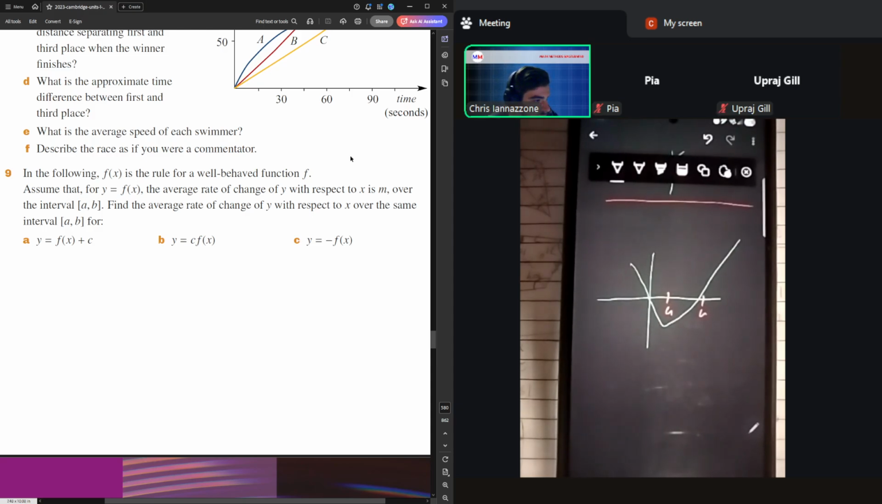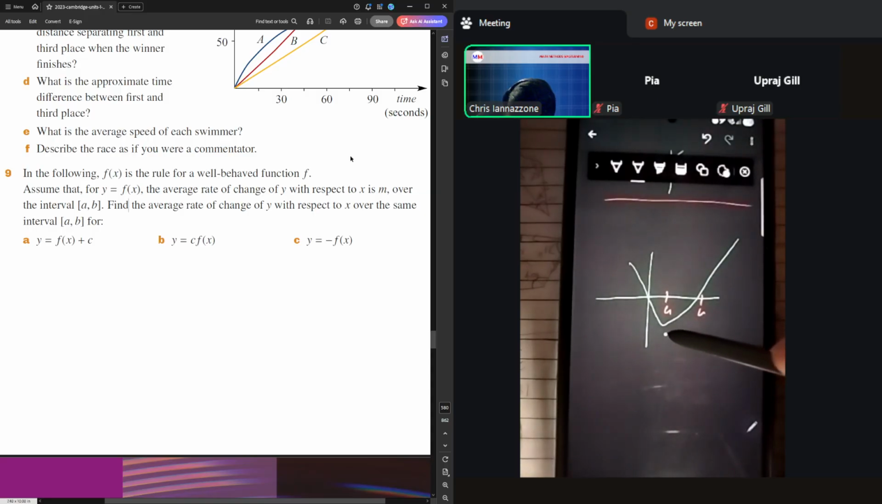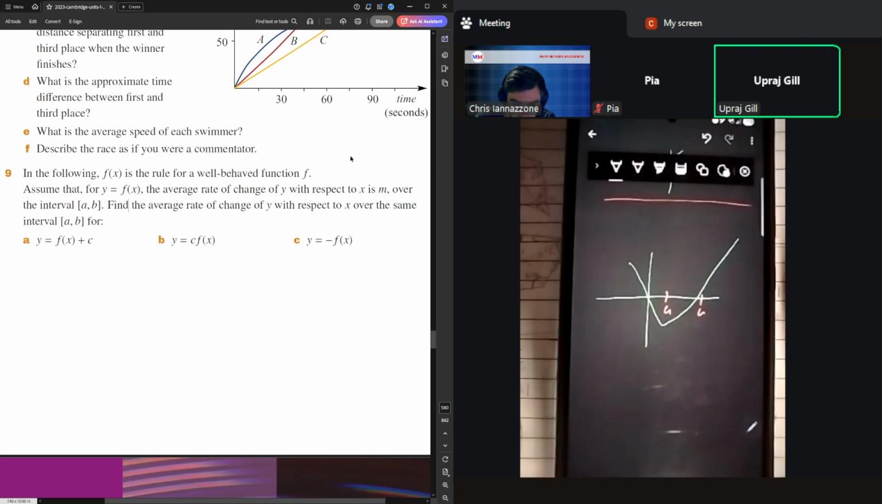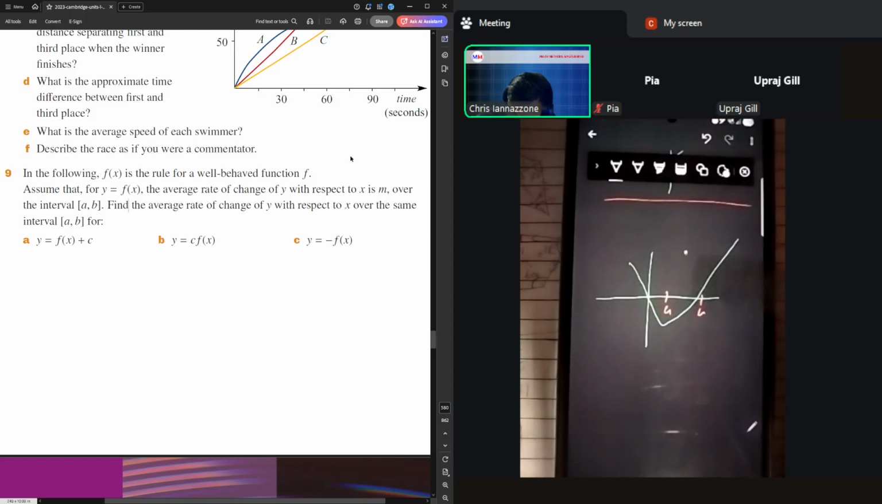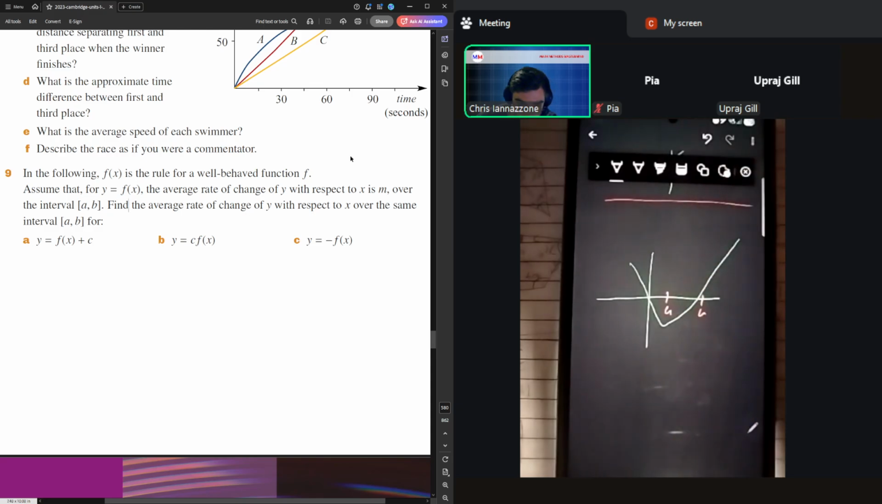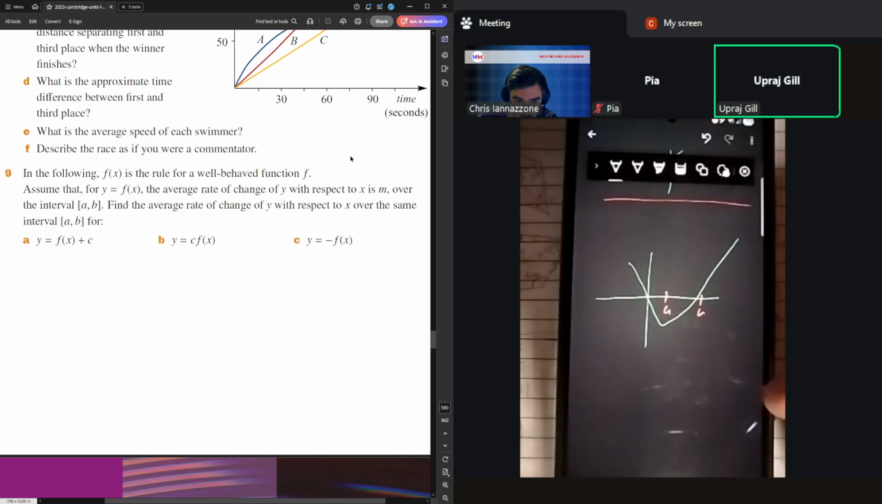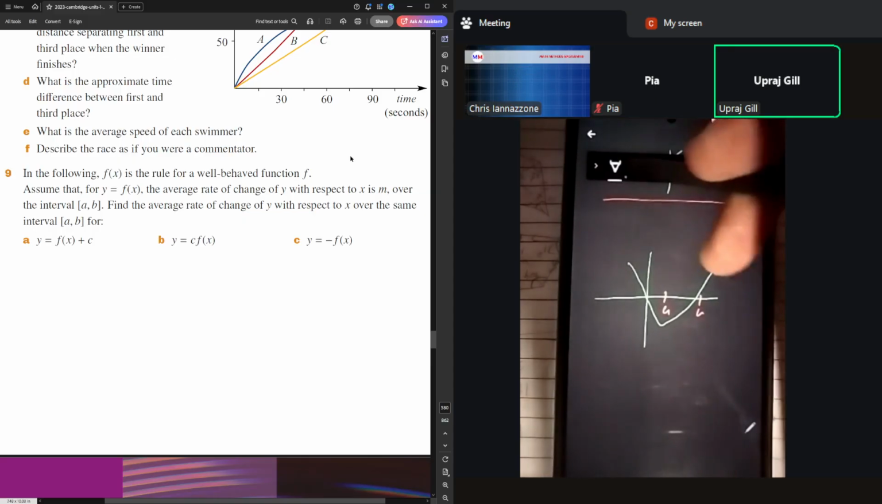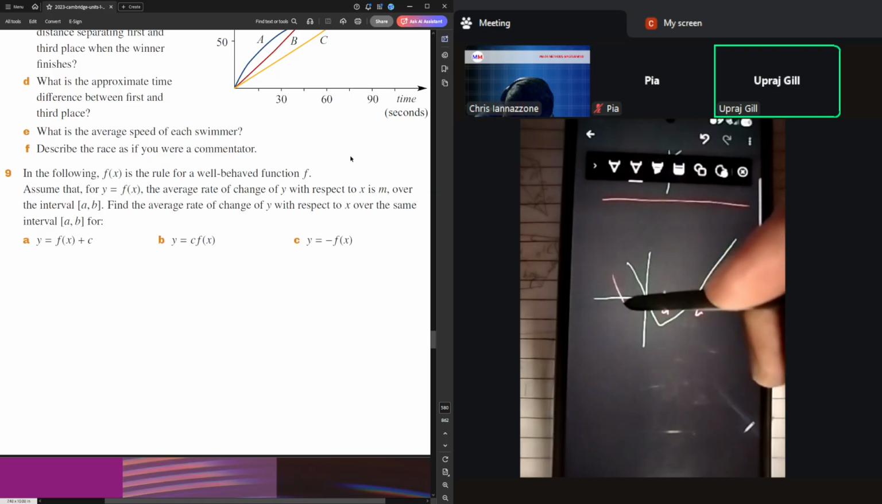Now, for f of x plus c, what does that do to a function, plus c? Depending on what c is, it'll translate up or down. Yeah, vertical translation. So if you shift this graph up or down, should anything happen to the slope over this interval? Wait, hold on. Physically, A to B, yeah, it could become a little bit more, or it could become less, depending.